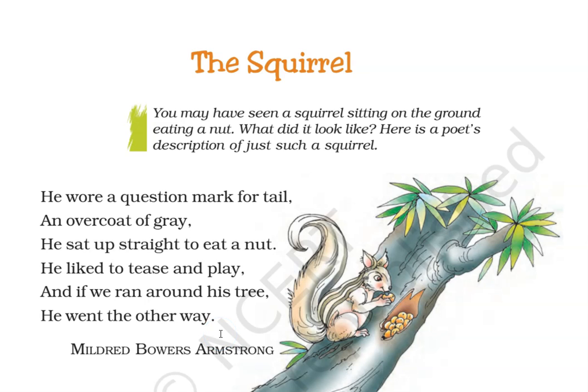So now we can understand over here that the squirrel teases and plays with the poet only when the poet is far away from the squirrel. But when the poet goes near the squirrel just to play along with it, the squirrel runs the other way. That means the squirrel is trying to play hide and seek. So this is a very beautiful poem written by the poet Mildred Armstrong. Now let us go to the question and answer section.